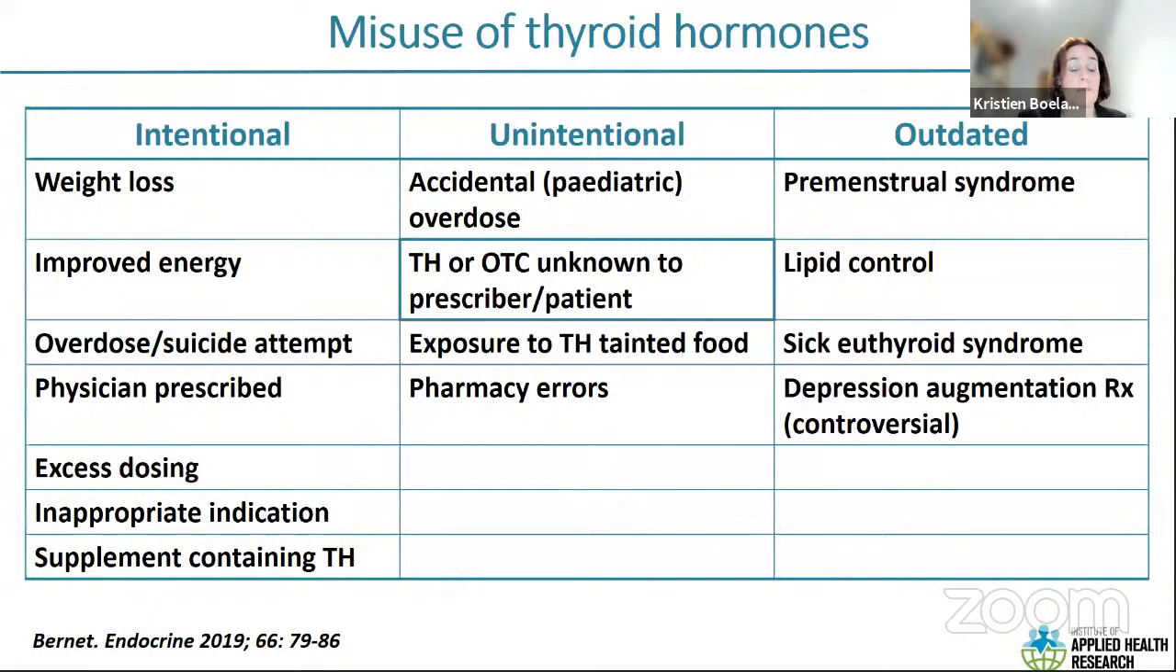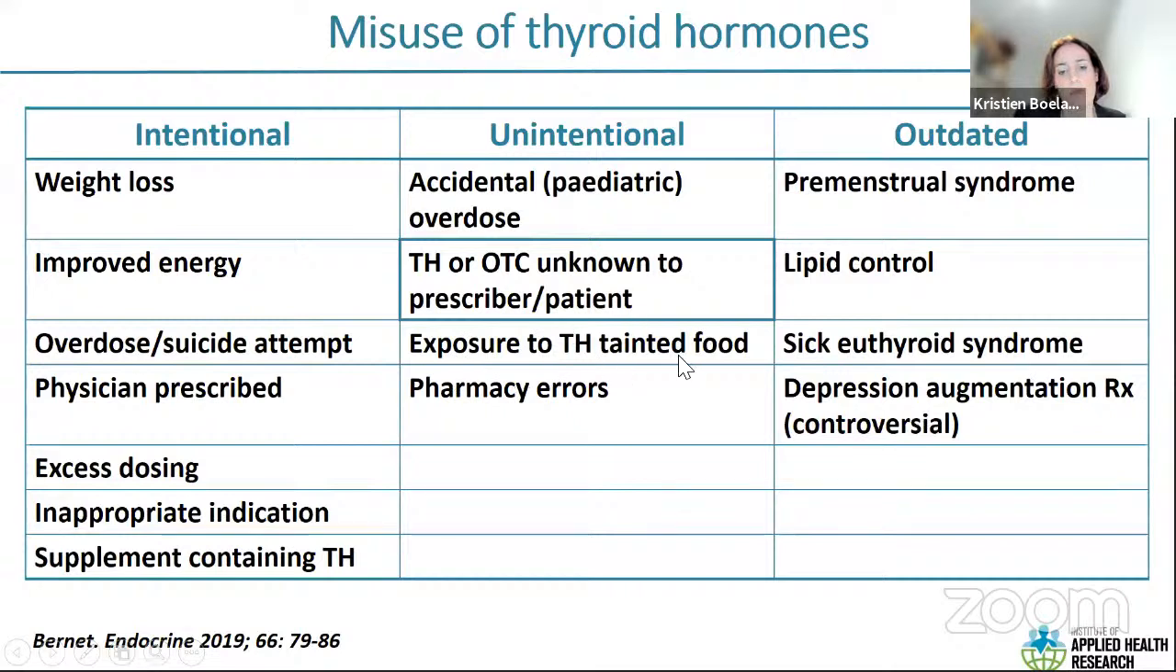So thyroid hormones can be abused either intentionally or unintentionally. So some patients may wish to get weight loss, improved energy. Some patients overdose on anti-thyroid drugs deliberately. Some physicians may prescribe it in a wrong indication. Patients may specifically choose to have excess dosing, and sometimes patients can take supplements that contain thyroid hormones. And again, that can be intentional or unintentional. It is relatively common in the pediatric world, where sometimes too high a dose is given.